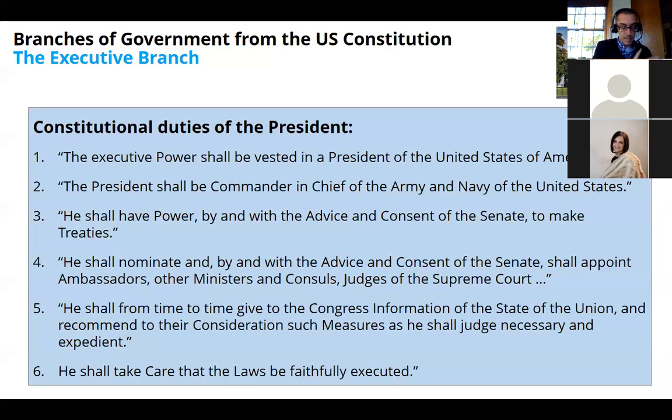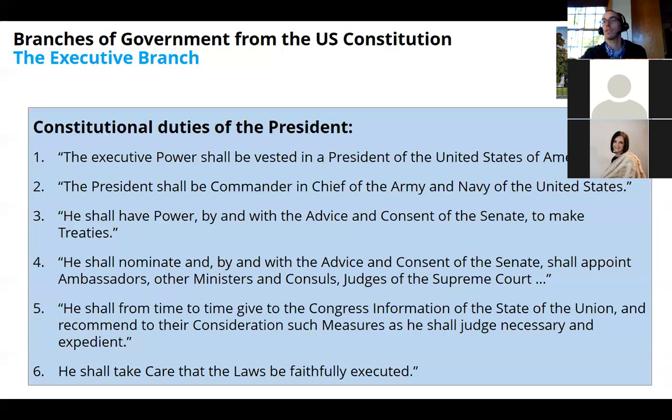The president can't ignore Congress. They have to communicate, and he can recommend to their consideration such measures as he shall judge necessary and expedient. So that tells you a little bit of something about how they thought this might work. They were afraid that maybe the president would never talk to Congress, that they wouldn't work hand in hand. Of course, today they don't do anything without each other. And number 6, he shall take care that the laws be faithfully executed. So this is what the Constitution says, the explicit duties of the president in the Constitution.